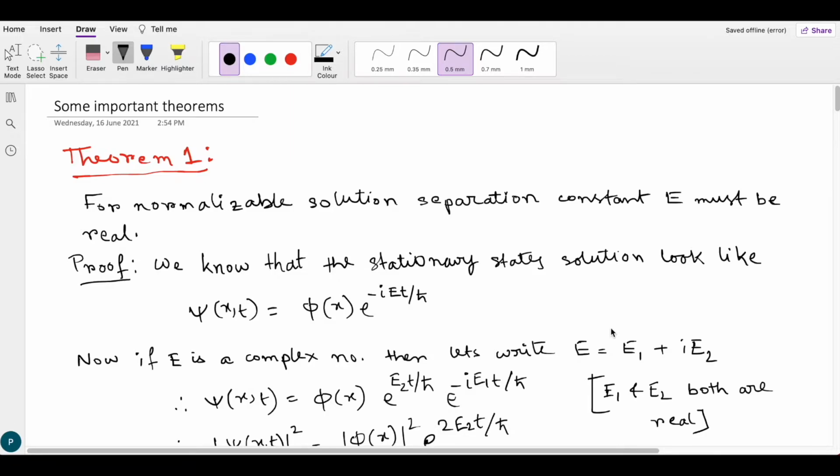Today we will be discussing some important theorems in quantum mechanics. These are very important theorems to solve problems very easily. Let's begin. Theorem 1: for a normalizable solution, the separation constant E must be real.